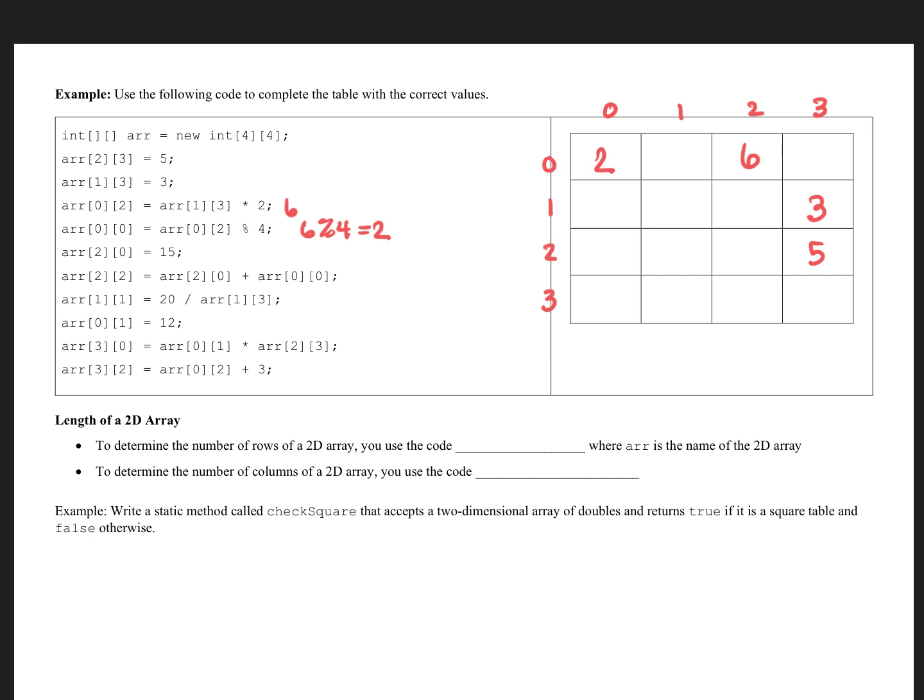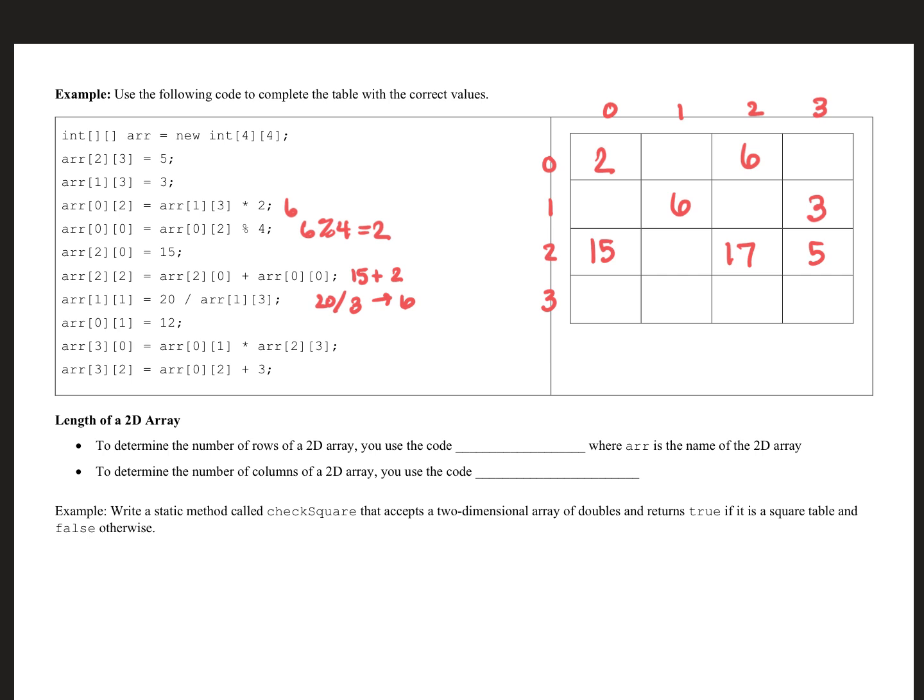At 2, 0 is going to become 15. Then we're going to take a 2, 0, which was 15, and we're going to add it to the one at the 0, 0's position, so that's going to be 17, and you're going to go at 2, 2. So then we're going to have 20 divided by first row, third column, which is 3. Remember, we do integer division, so it goes in there 6 times. So in A, 1, 1, we're going to have 6.